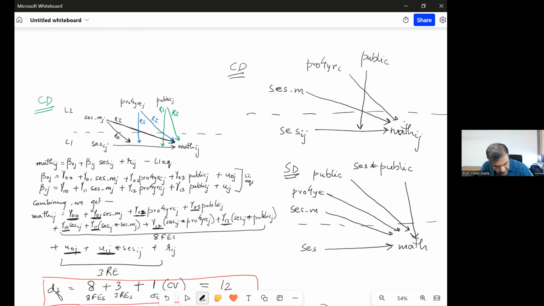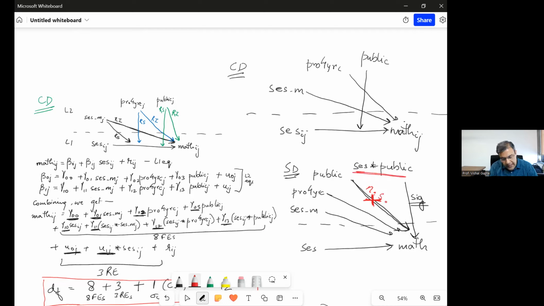This path comes out to be significant. This is significant. Okay, this path is actually not significant, so I'm putting a red cross. This direct path from public to math comes out to be not significant.